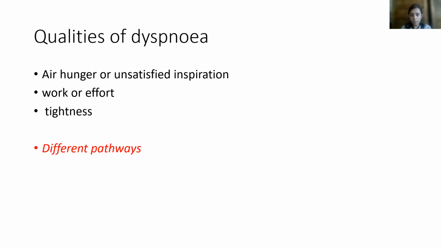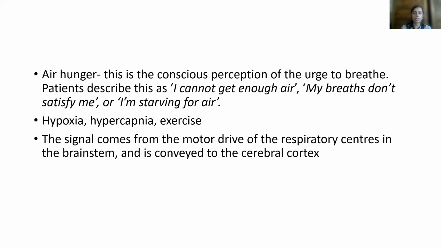So the first one is air hunger or unsatisfied inspiration. The second one is work or effort. And the third one is chest tightness. So these are the three important categories of qualities of dyspnea. And each quality will have different pathways also. You don't need to learn about the pathways, but to understand that each of these has different pathways of occurrence.